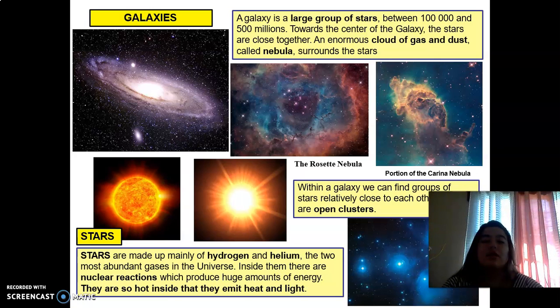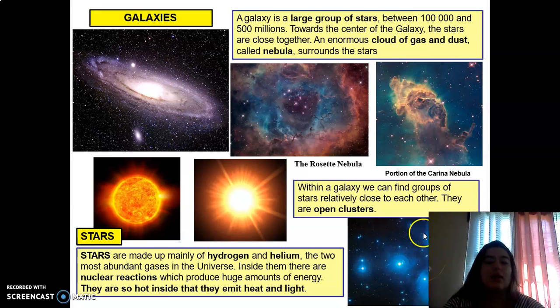Inside them there are nuclear reactions which produce huge amounts of energy, and they are so hot inside that they emit heat and light. Okay, and within a galaxy we can find groups of stars relatively close to each other, and they are open clusters. So this is an example of different galaxies in the universe.